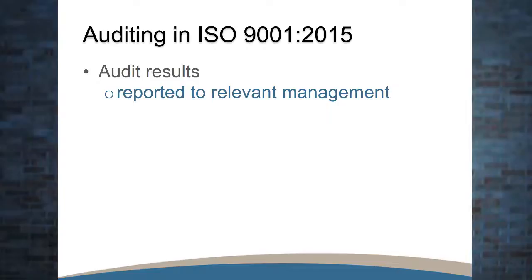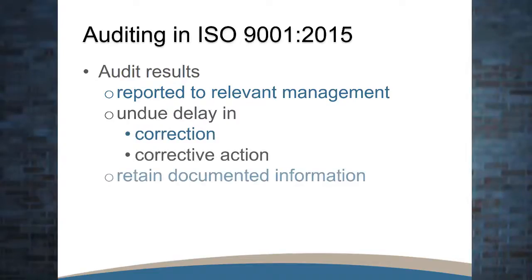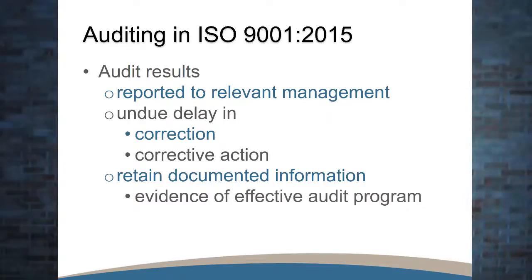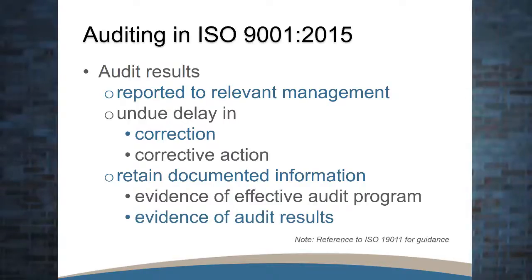Audit results. They need to be reported to relevant management. There needs to be no undue delay in corrective action. Audit results need to be retained as documented information, also known as keeping a record for audits, to provide evidence of an effective audit program and evidence of audit results. And there's a note referring to ISO 19011, which is a guidance document on management system audits.